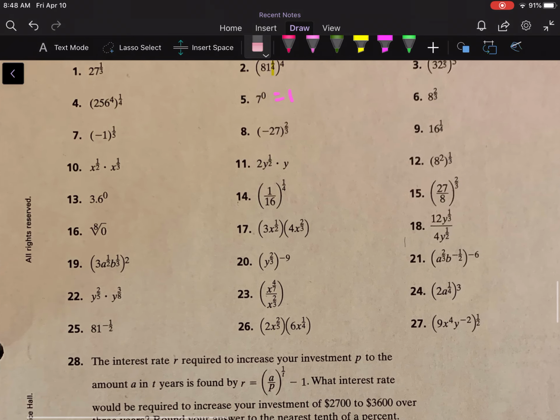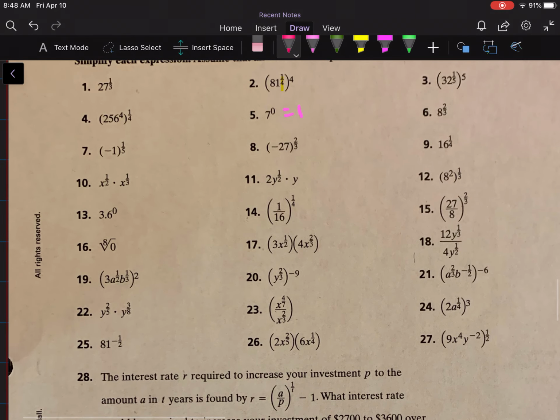Let's look at, oh, this one should be easy. Any number to the 0 power will always be 1, even if it's a decimal.